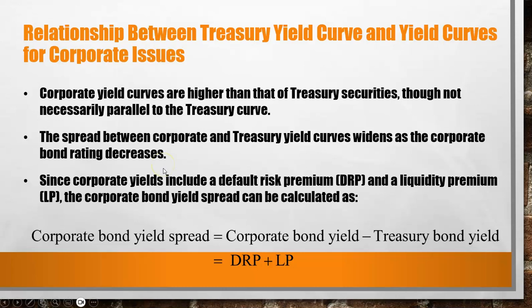The worse a company is, the more risk there is, and it's going to cost more to borrow money, especially at those longer rates. Who's going to loan you 30-year rates if you might not be here in 2 or 3 years based on how risky you are? Since corporate yields include a default risk premium and a liquidity premium, the corporate bond yield spread can be calculated as follows: corporate bond yield minus treasury bond yield equals DRP plus LP.